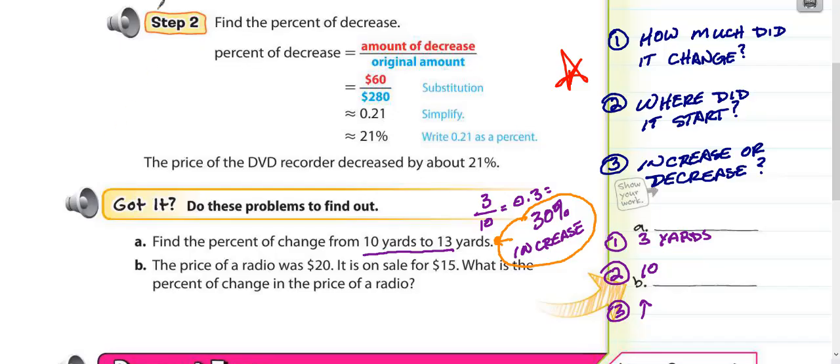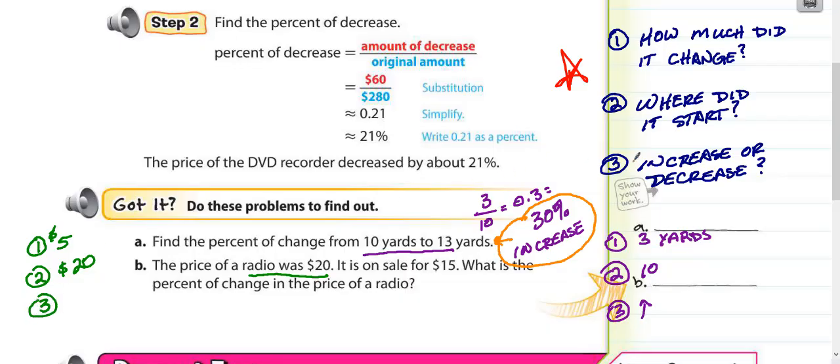Okay, let's discuss B. Change up the colors here. We're going to go green. We're going to go over here. Question 1. How much did it change? Well, it changed from 20 to 15, so it changed by $5. Where did it start? It was 20. That's the starting point. So it was $20.